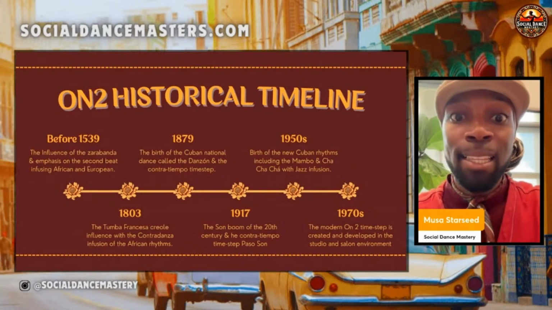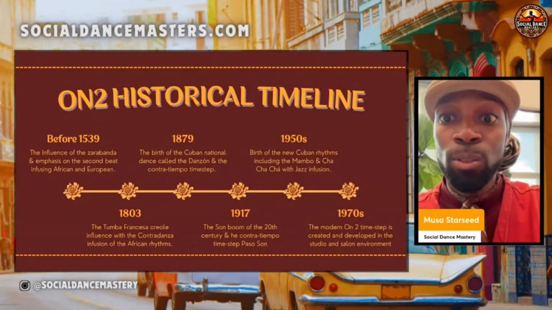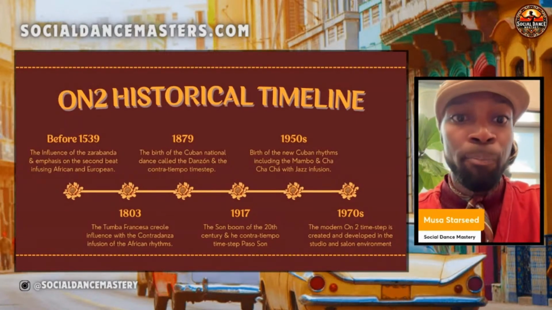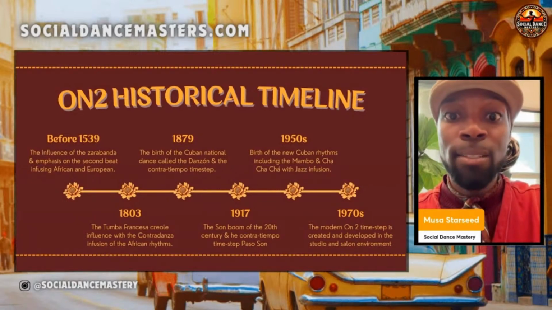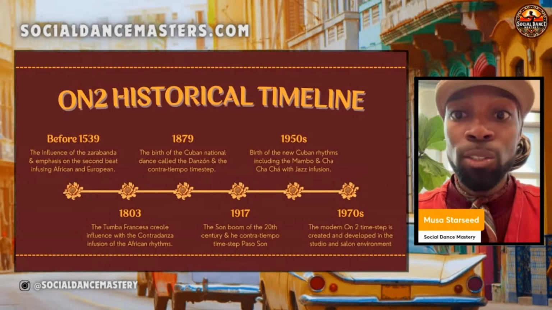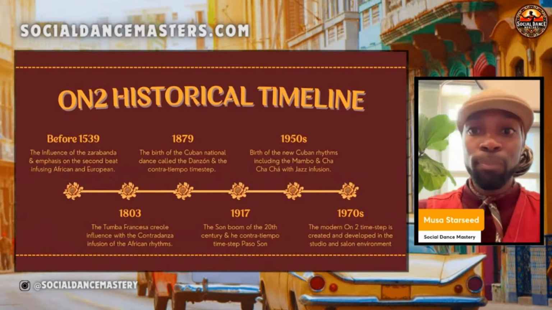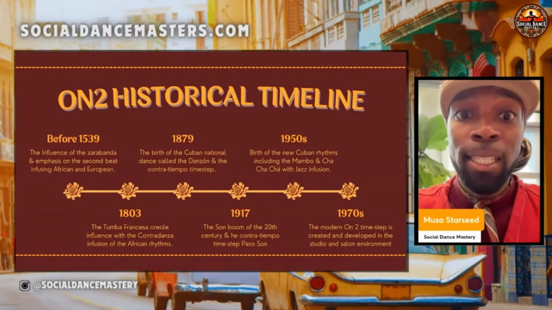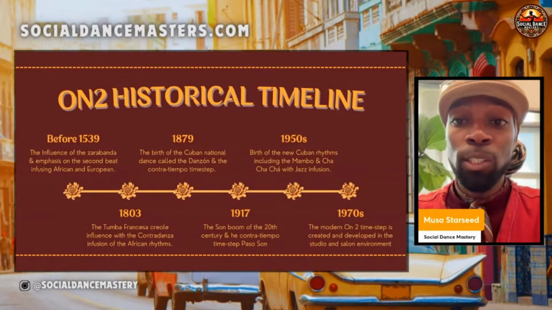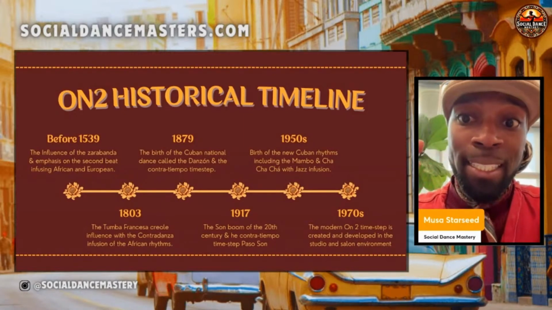It has the dates for you, so you can use this as a reference to see how On2 has evolved throughout time into the modern On2 that we have today. Now, to really trace the origins of On2, we're going to talk about three main eras.